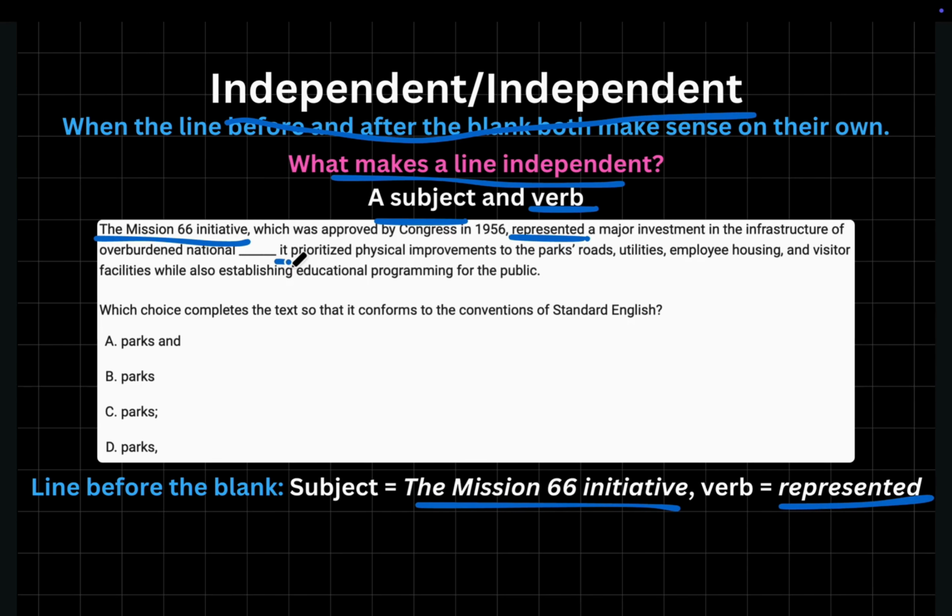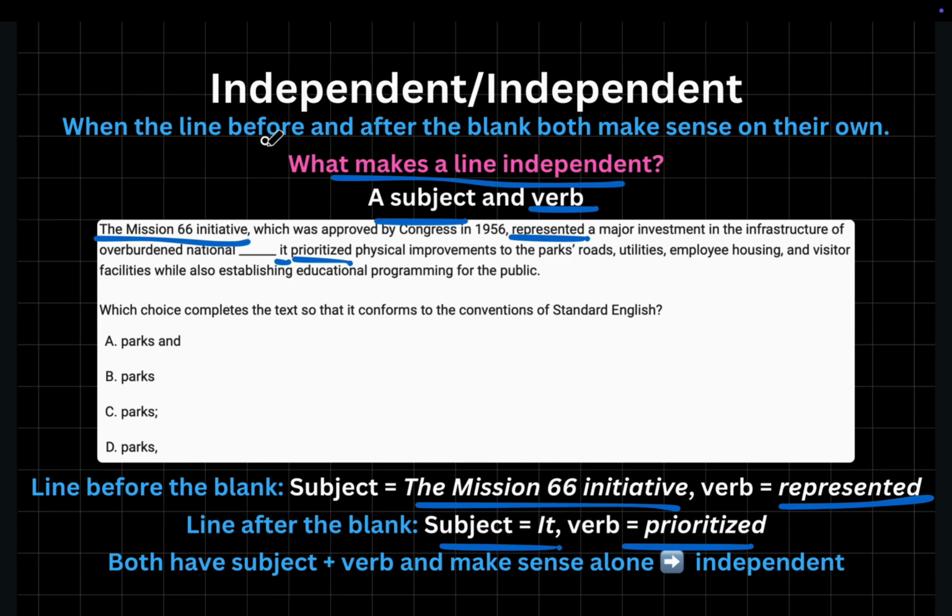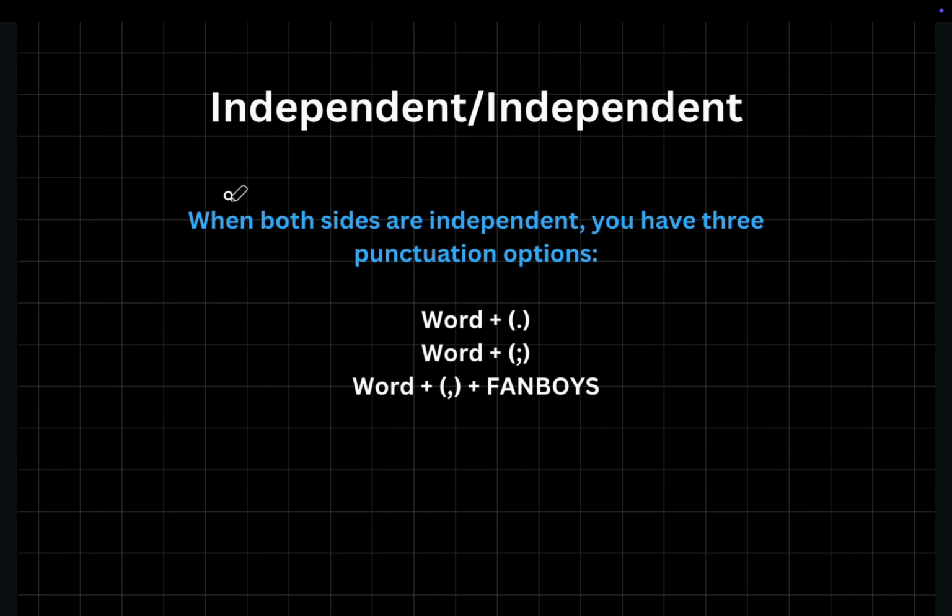Well, the subject is it. Yes, it can also be considered as a subject. And the verb is prioritized. So in the line after the blank, the subject is it and the verb is prioritized. So now, since both the lines before and after the blank have a subject and a verb and make sense alone, then the question is in the independent format.